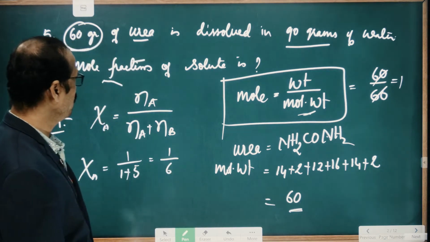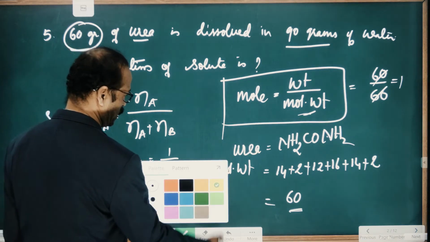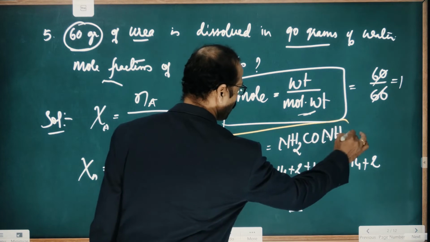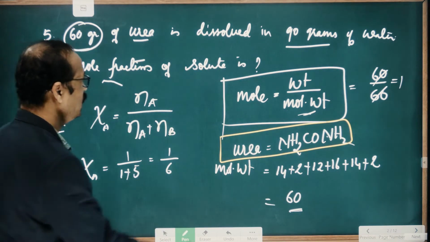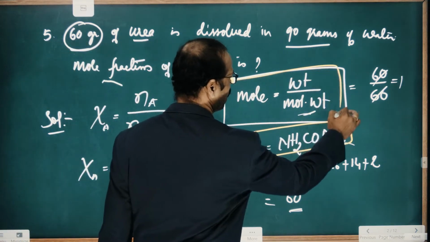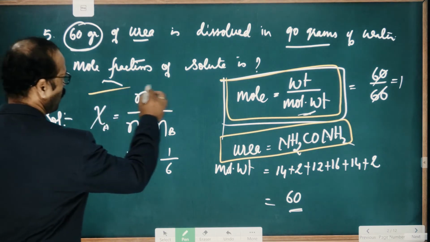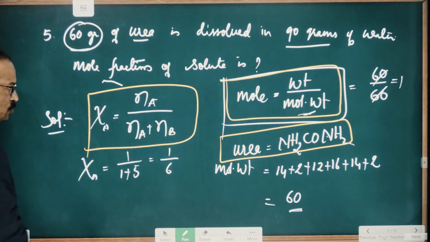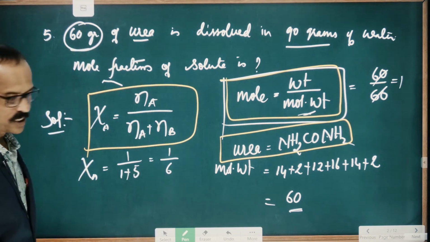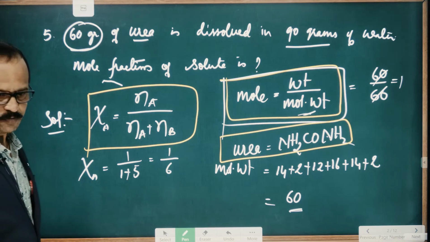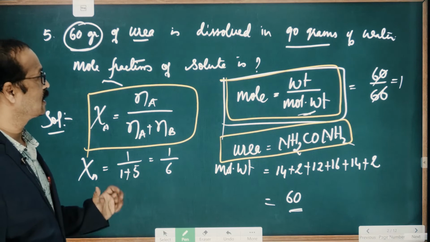So here, what are the things to remember today? First, remember the formula of urea. This is the urea formula. And this is the number of moles, how to calculate: weight by molecular weight. And this is the formula of mole fraction, right? So these three you need to remember. Clear? If you have any doubt and want me to explain once again, I'll explain, don't worry. You can post in the chat box if you don't understand.